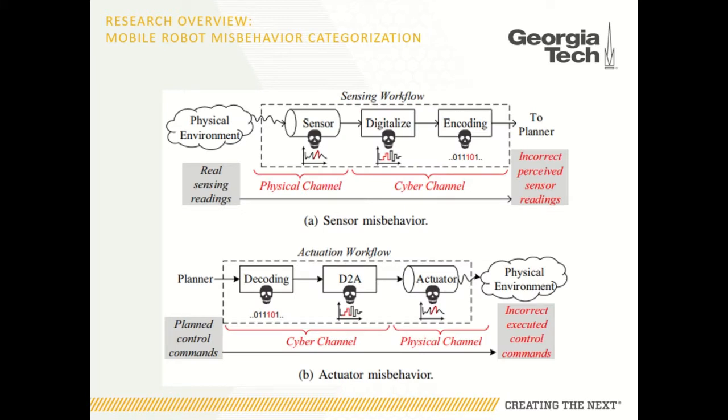This is the mobile robot misbehavior categorization. Misbehaviors could originate from both physical channels and cyber channels. The consequences could be data corruptions in sensor readings and control commands.